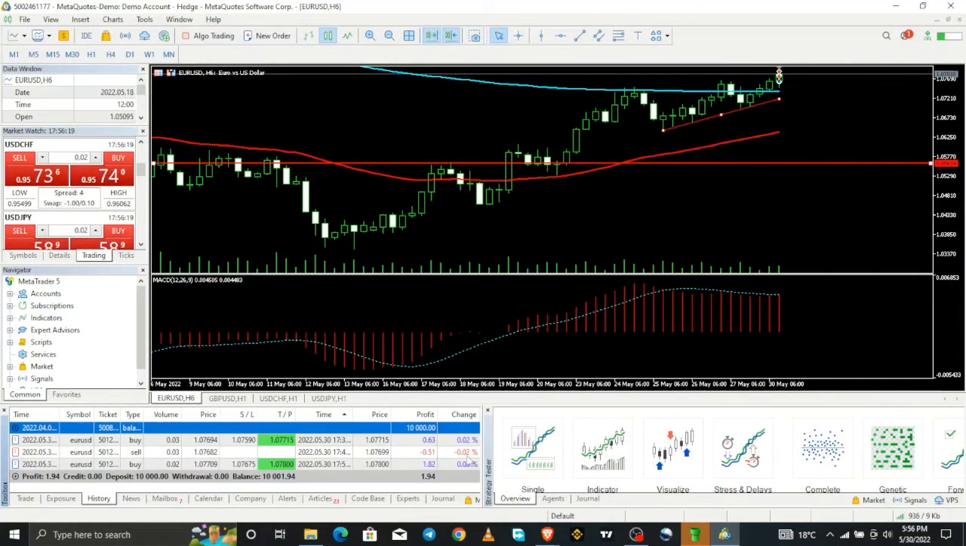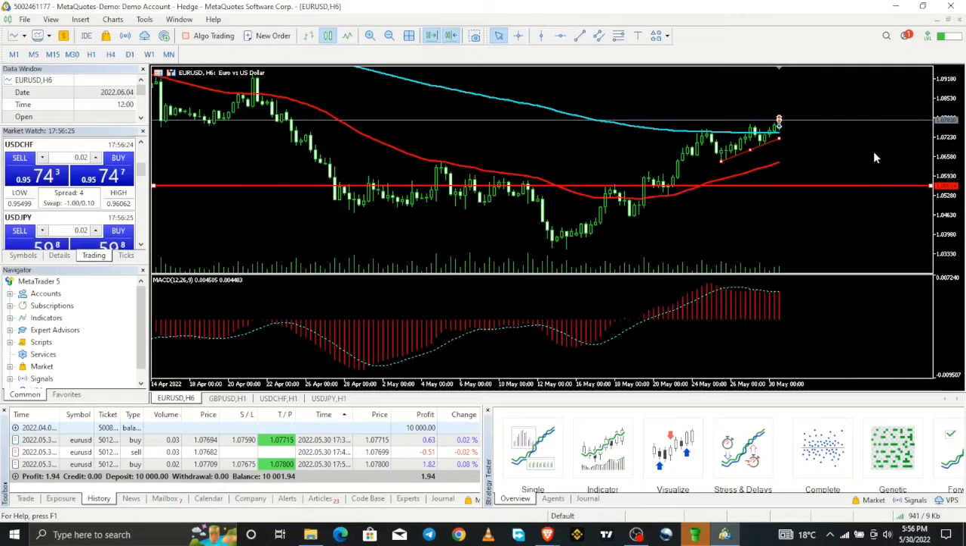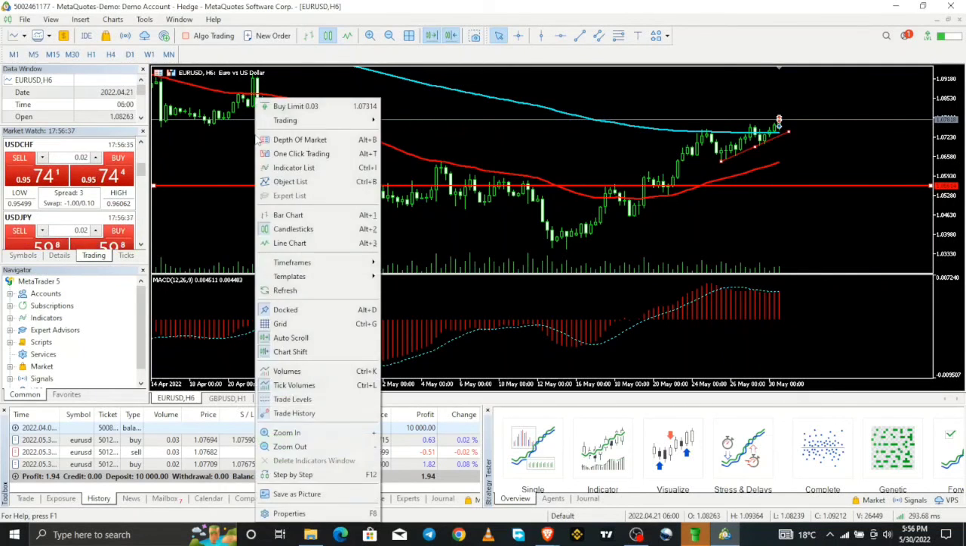As you can see here, this was a good trade because it even broke the 200 EMA, the exponential moving average, and it's going to go up. I will not enter another trade because I've already gained $1.82, and that was a good trade.